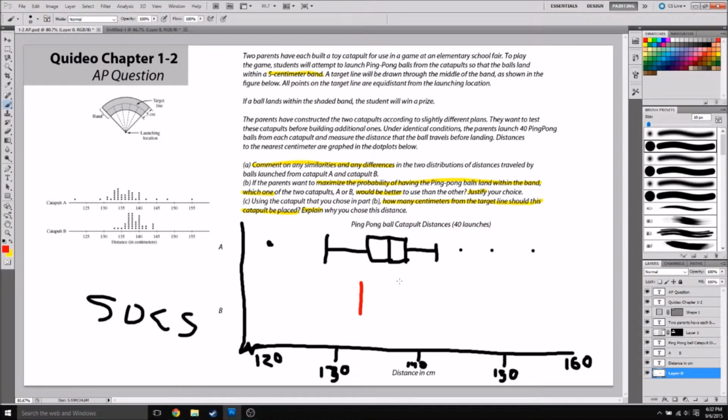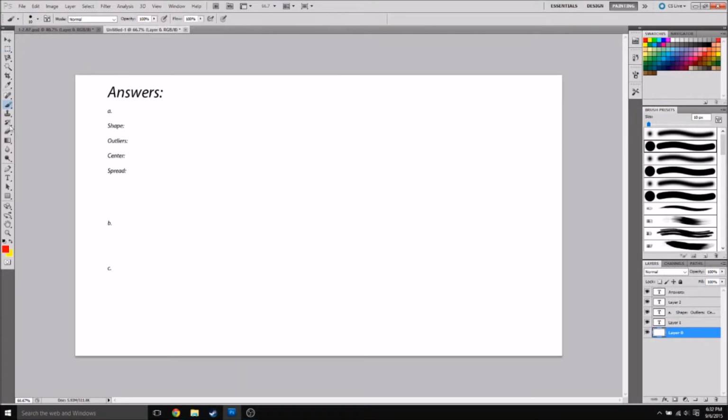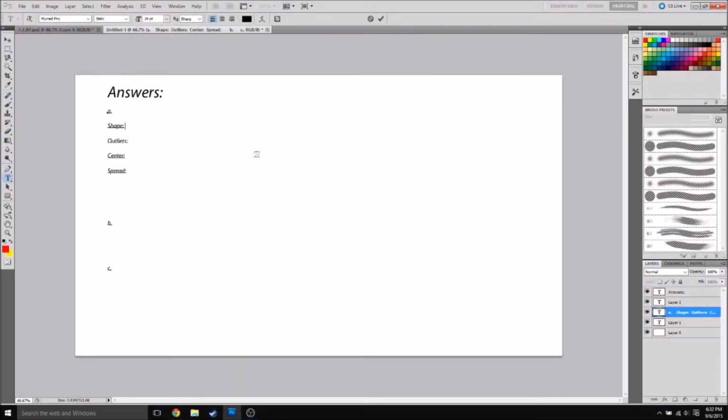After I draw catapult B's graph, you can see that it has an approximately normal shape and a smaller spread of data than catapult A. It even has no outliers, but catapult A has 4, 3 on the right side. So that covers shape and outliers. When we get to center, which is about the median, they have approximately the same median at 136 and 138, which is fairly close considering the centimeters away they are in general.